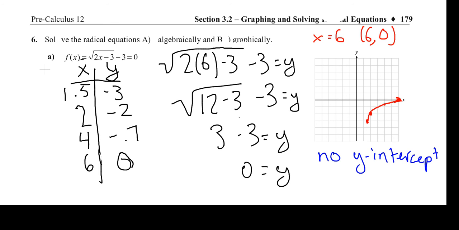So that's the intercept. So pretty much you see how that all ties in nicely, how you can solve it to get this graph algebraically and graphically as well.